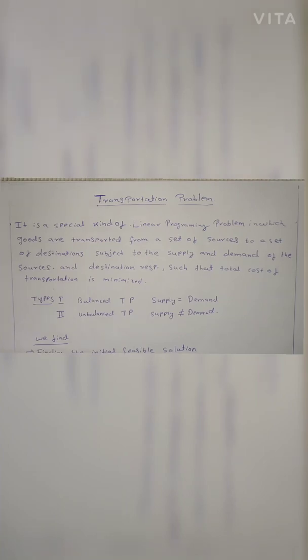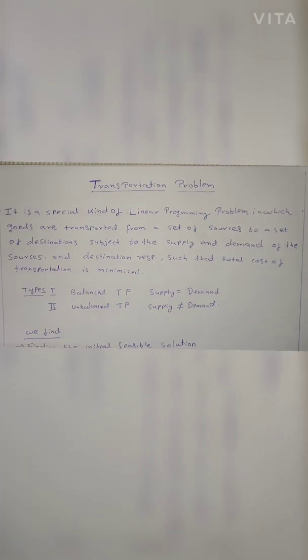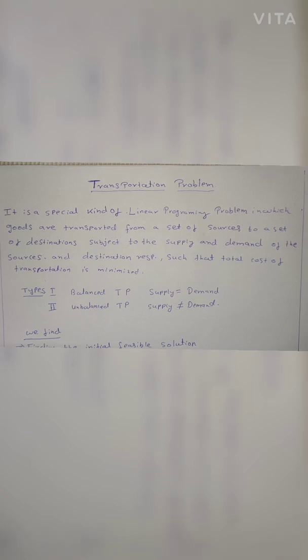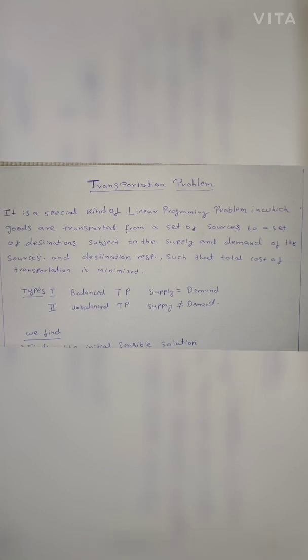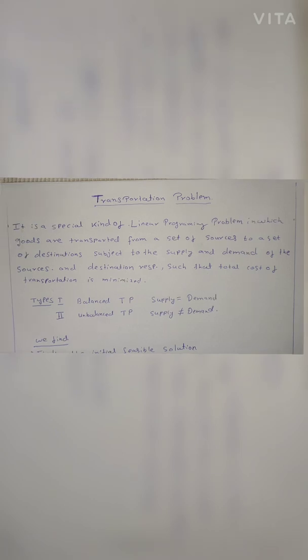Today we are solving a problem on the transportation model. It is a special kind of linear programming problem in which goods are transported from a set of sources to a set of destinations, subject to the supply and demand of the sources and destinations respectively, such that the total cost of transportation is minimized. So you have supply, you have demand. Supply is given by the manufacturing unit where you are manufacturing at a plant, to the demand which is created by a customer eventually, at the distributor, retailer, or at your warehouse.